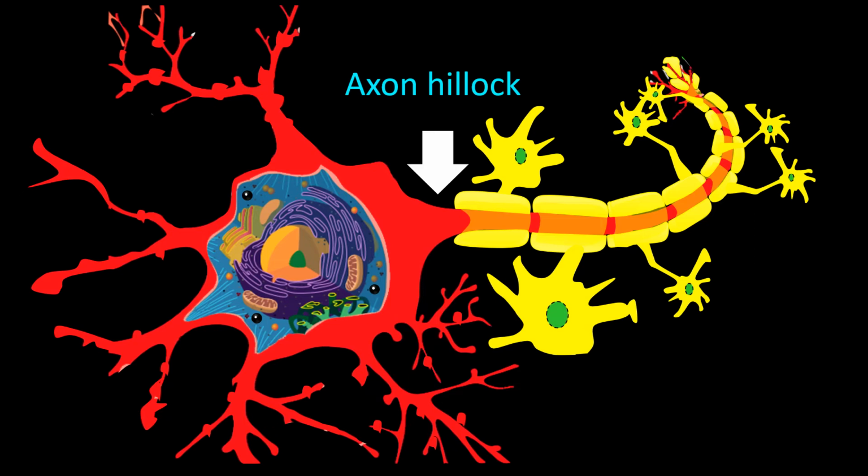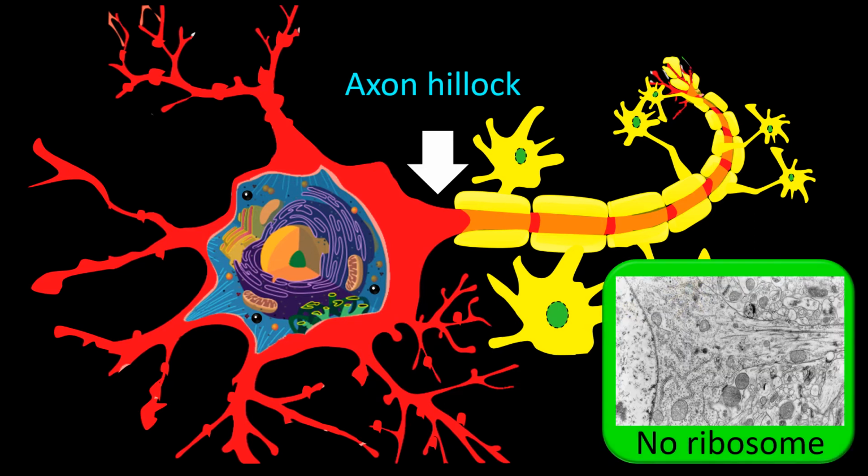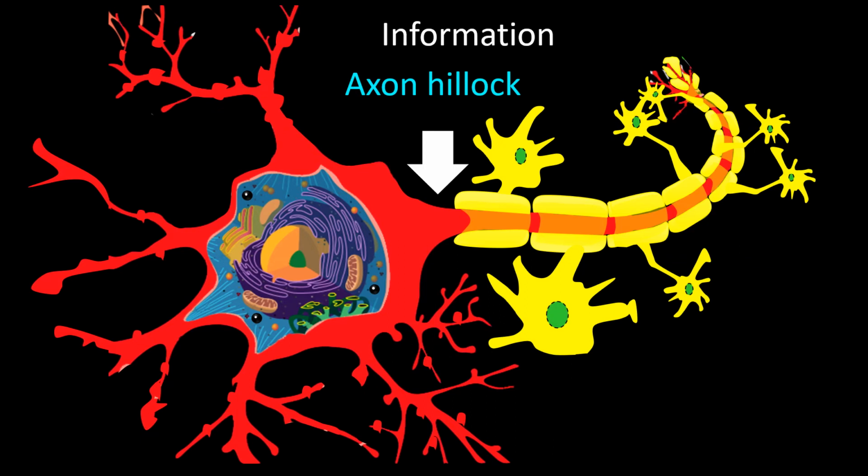The axon hillock is devoid of ribosomes and of Golgi apparatus, but it is rich in sodium voltage-gated channels, making it an important site for information transmission on account of being the most likely place to generate an action potential.